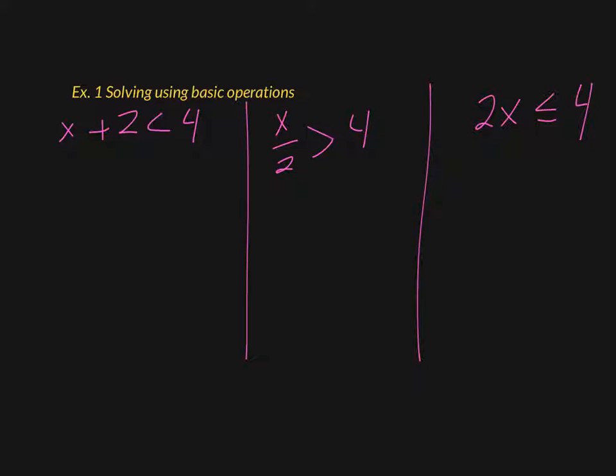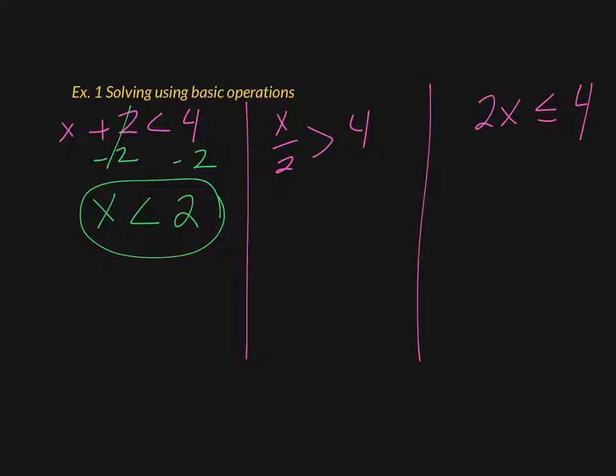Alright, let's look at the first one. We have x plus 2 is less than 4. If that was x plus 2 equals 4, what would you do? You would minus 2 on both sides. So we're going to do that in this case. We minus 2 and minus 2, so that we're left with x is less than 2. You use the same inequality sign.